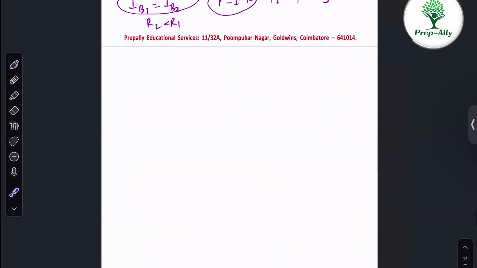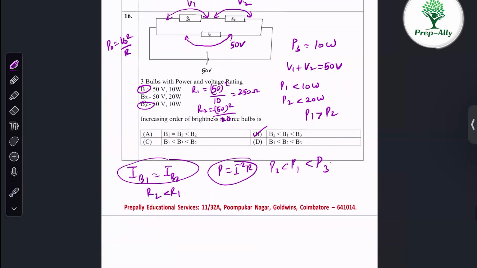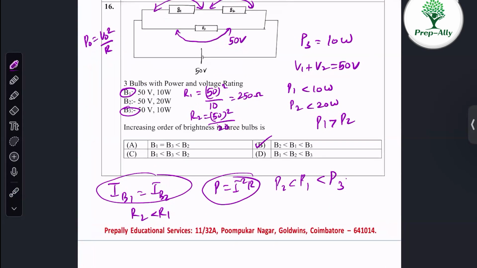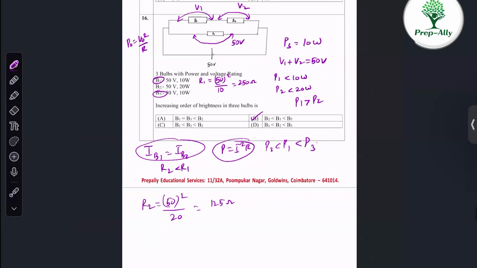Exact power dissipated in B2, if you want to find, for that we need values. So resistance of R2 will be, resistance of the second bulb will be 50 square divided by 20. So 125 ohms.